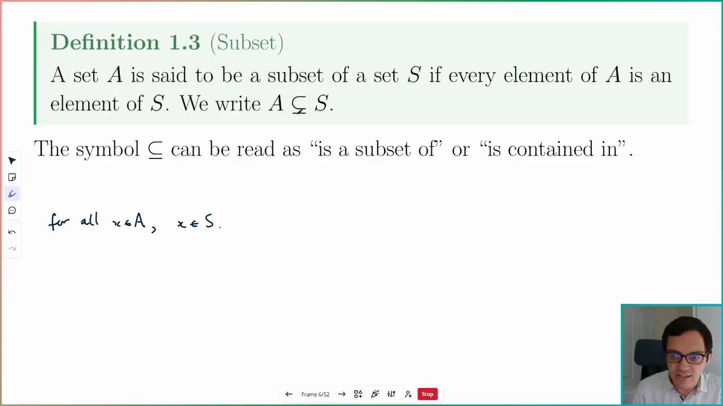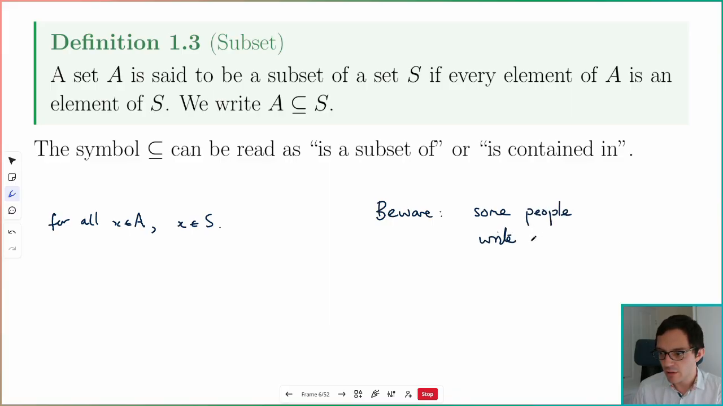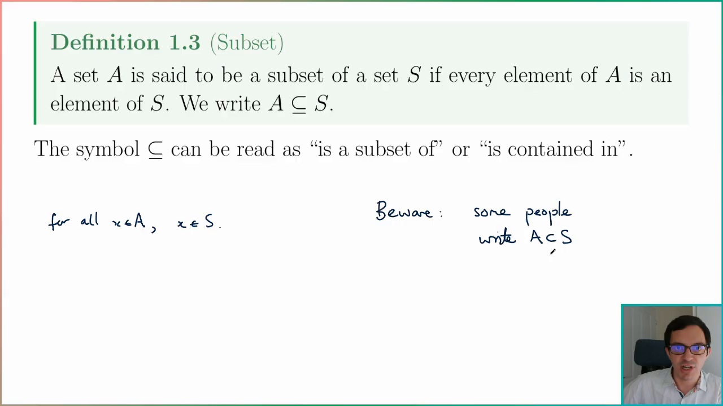My symbol has this line at the bottom. Beware, some people write A and then this symbol without the line at the bottom to mean this subset idea, that every element of A is an element of S. Okay, so watch out for that.